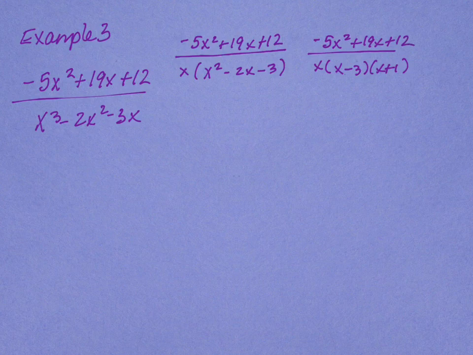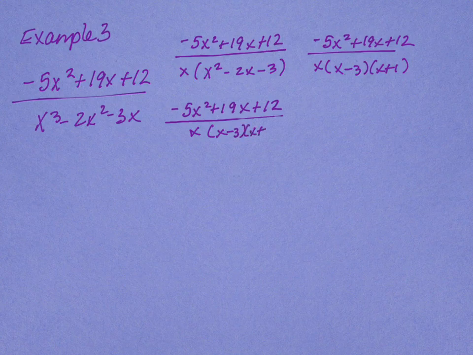So that means we have that negative 5x squared plus 19x plus 12 over x times x minus 3 times x plus 1 has to equal a over x plus b over x minus 3 plus c over x plus 1. So now you just have a third term with a c.